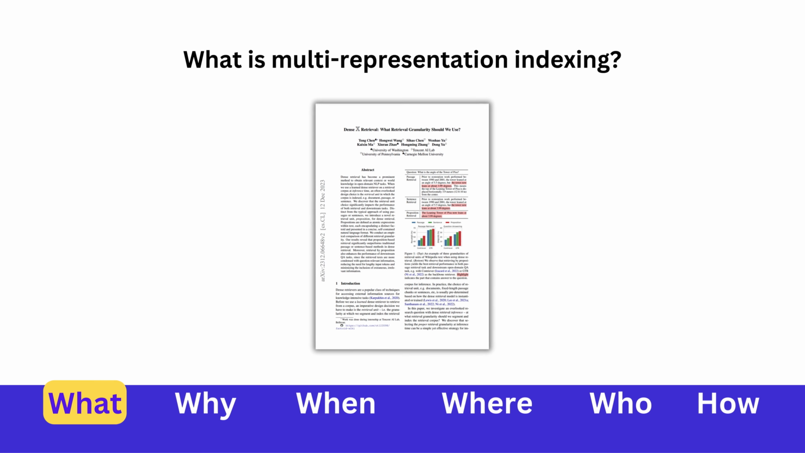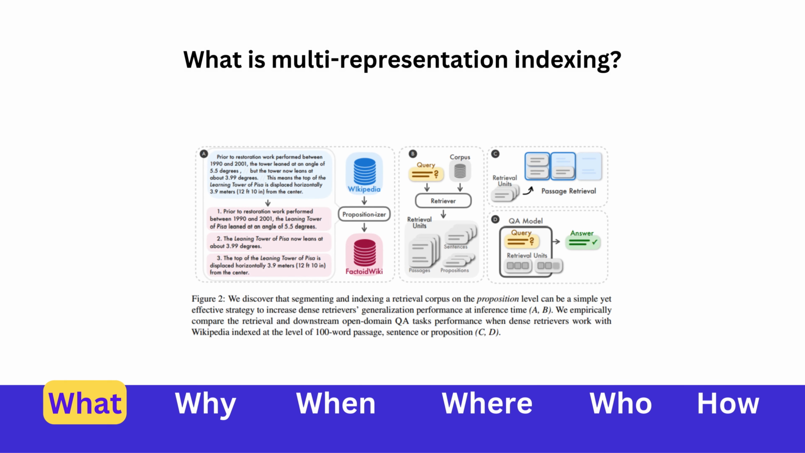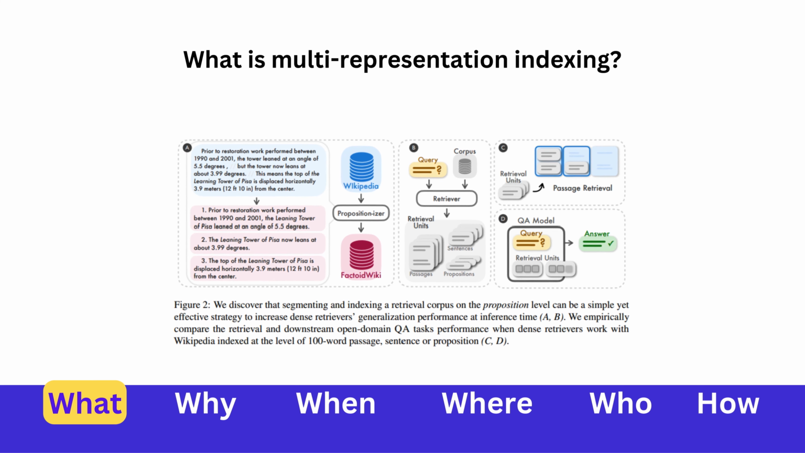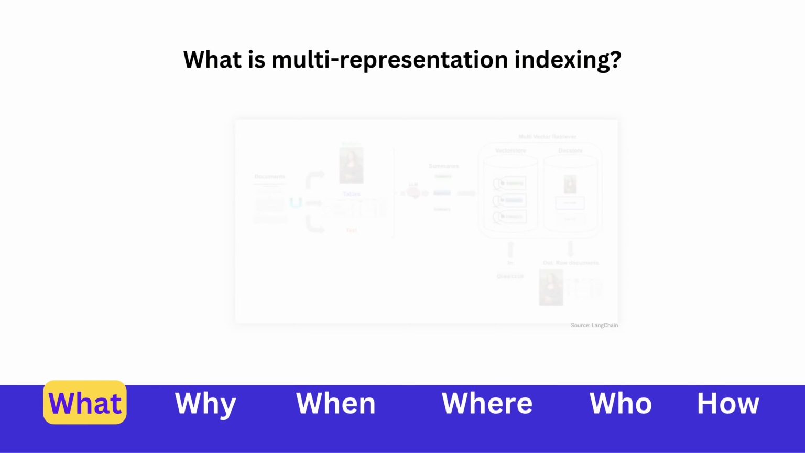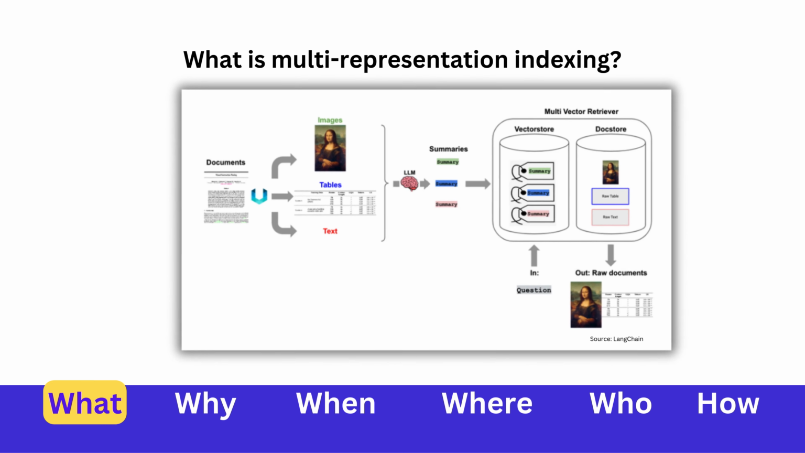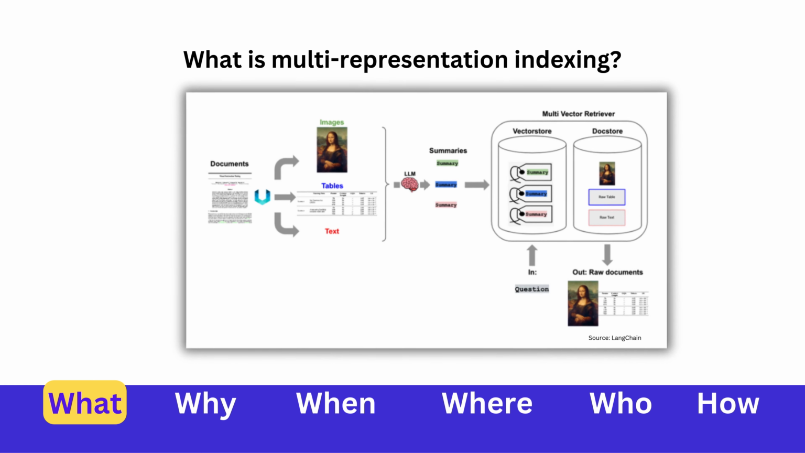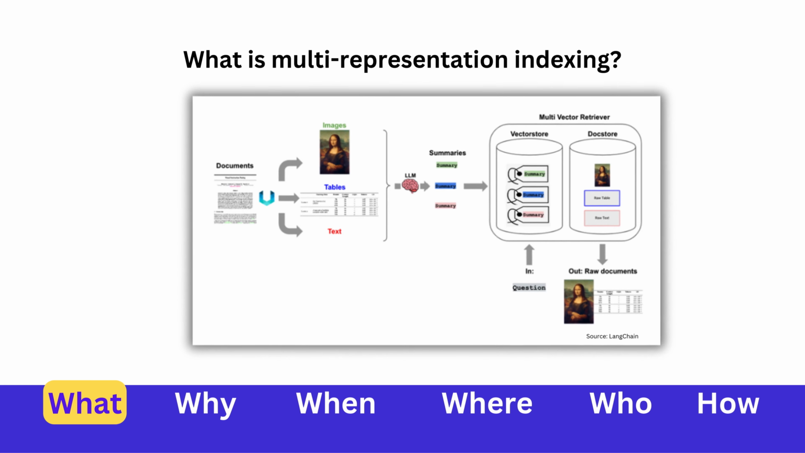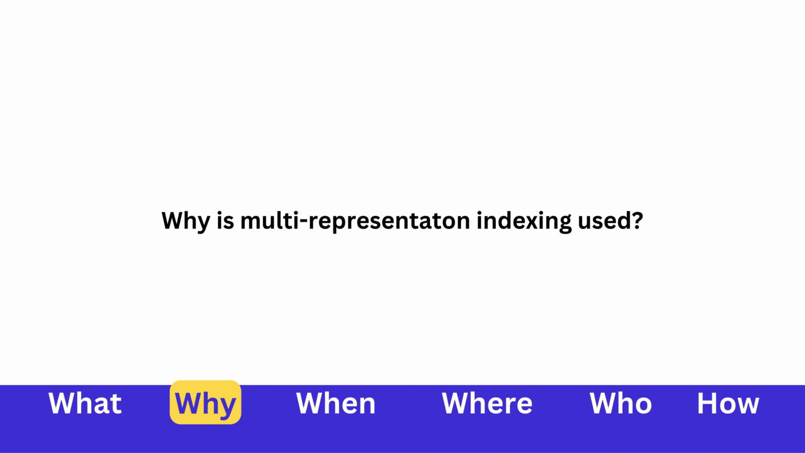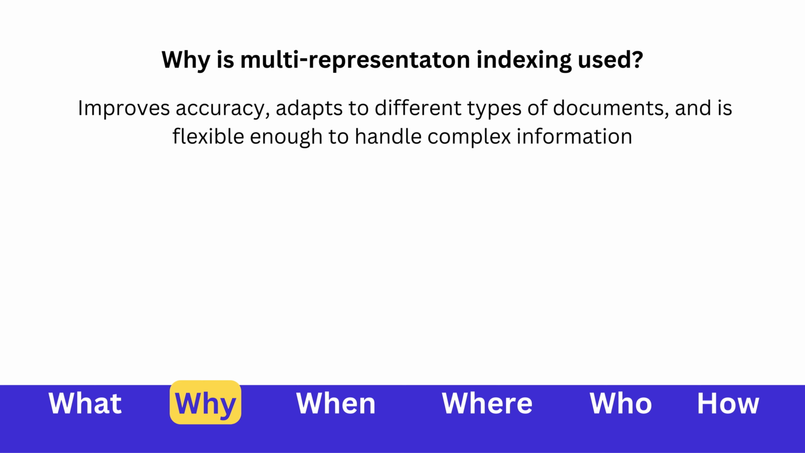Based on the paper Dense X Retrieval or Proposition-Based Retrieval, multi-representation indexing involves creating and storing representations of each document within the retrieval system. Representations here could mean traditional keyword analysis, deep semantic understanding or summary, and even visual elements like images or diagrams of the document. Why is multi-representation indexing used? Multi-representation indexing improves accuracy, adapts to different types of documents, and is flexible enough to handle complex information.